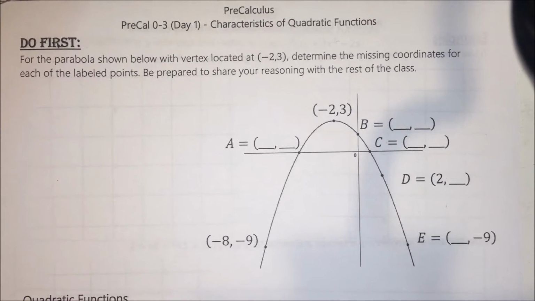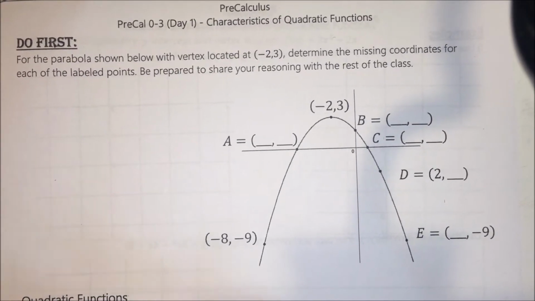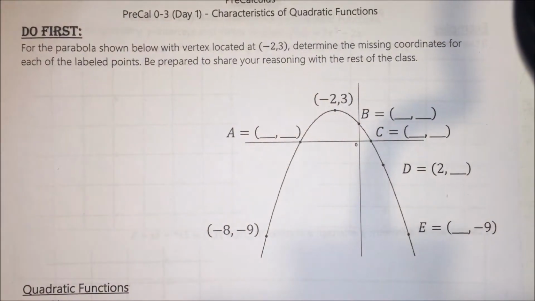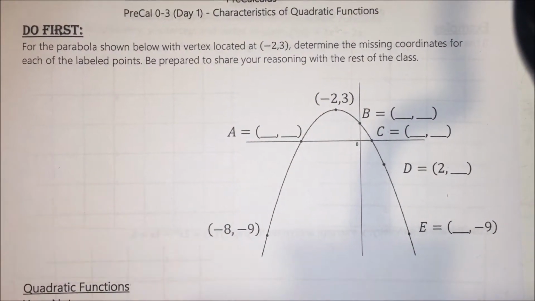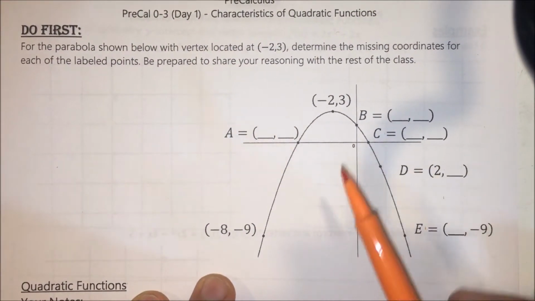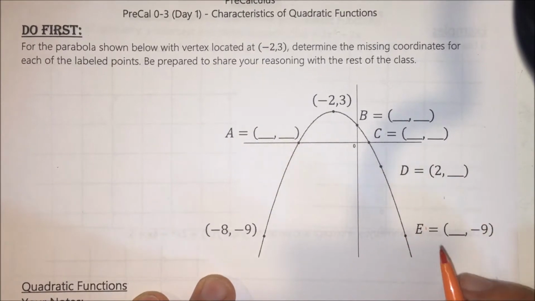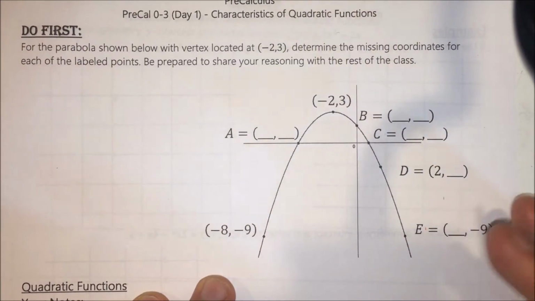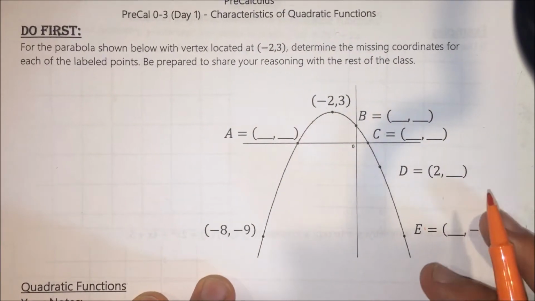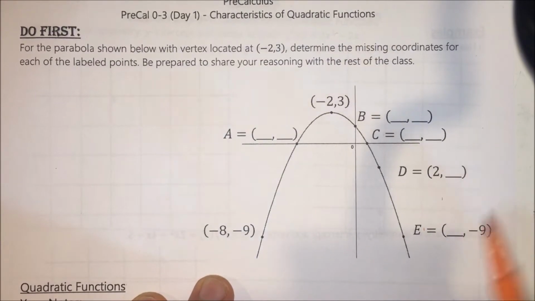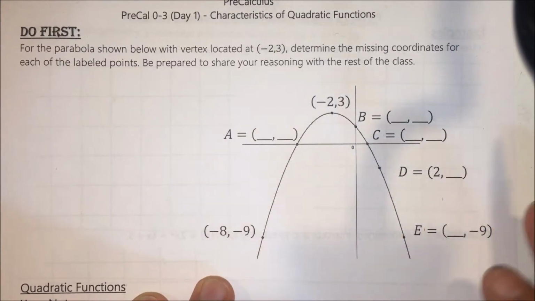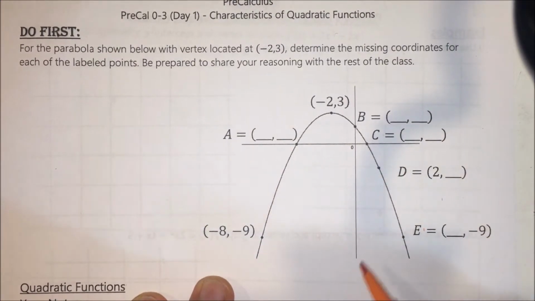Alright, so here our do first is for the parabola shown below with the vertex -2, 3, determine the missing coordinates for each of the labeled points. Be prepared to share your reasoning with the rest of the class. So basically here we're just guessing where these points are based on the information given to us. There are no real right answers to this. We're just guessing and deciding what points we have here. So what I'd like you to do for a second is pause the video and try to guess the missing points based on the information you see. Write some numbers in there and see what you get.